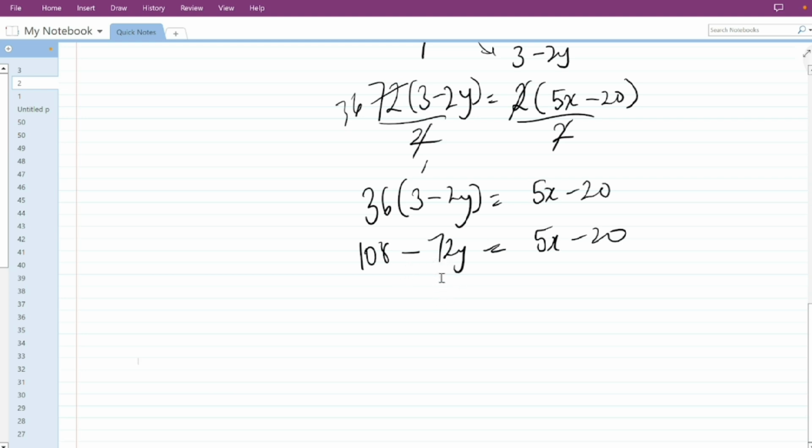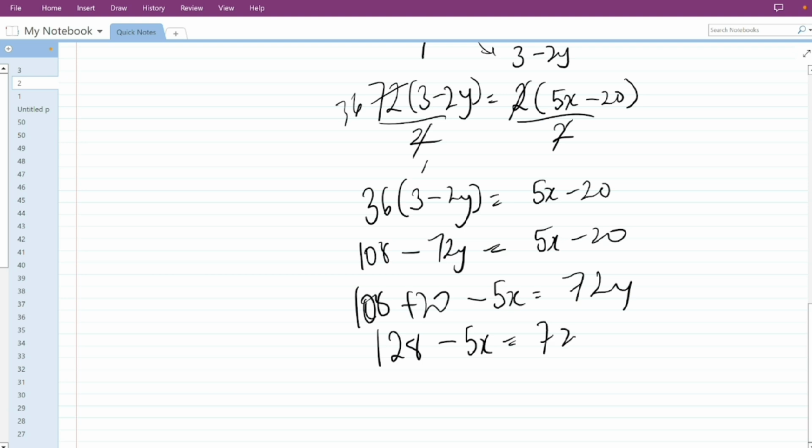So we'll take this minus 72y out and bring this 5x in and bring this minus 20 in. We have 108 plus 20, because as minus 20 crosses the equals sign, it turns to plus 20. Then 5x has a positive sign, since no sign is written in front of it, and as it goes over the equals sign it turns to minus 5x. Equals 72y, because minus 72y crosses the equals sign and becomes plus 72y. So 108 plus 20 gives us 128 minus 5x equals 72y.